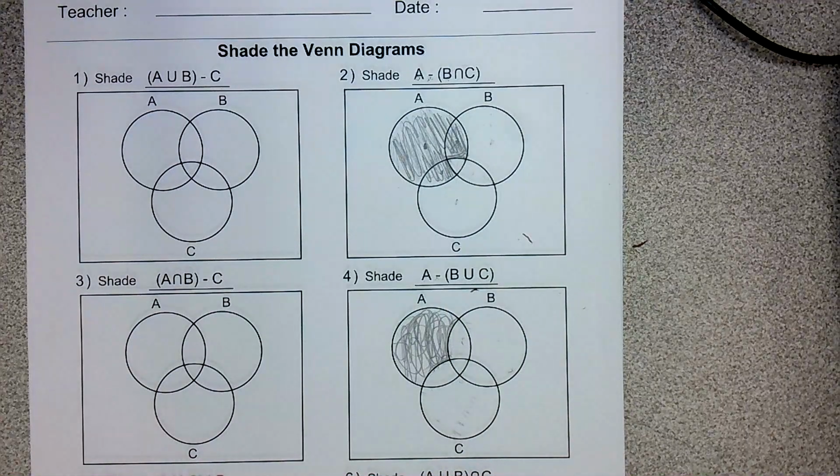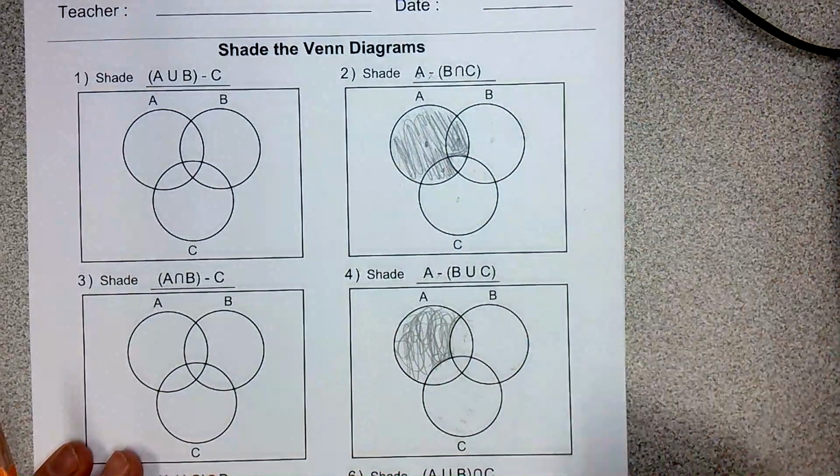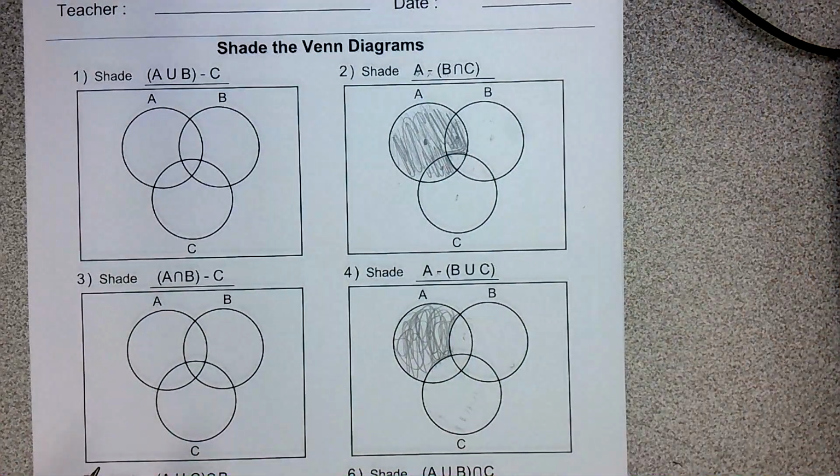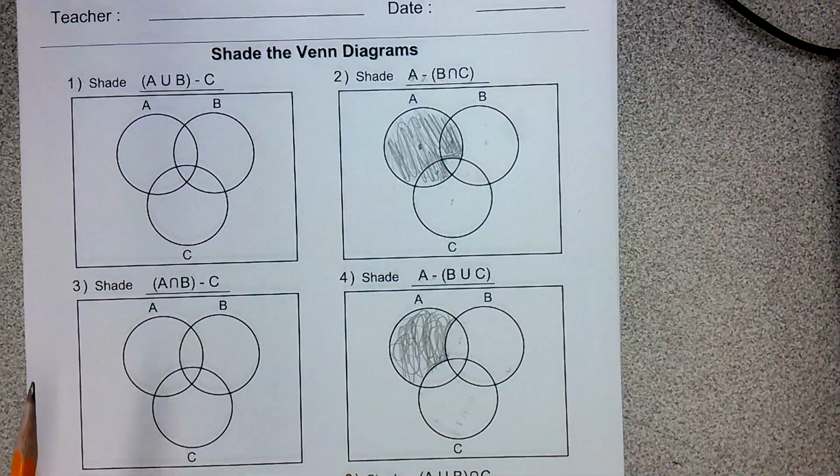Hopefully that helped. I know it's a bit confusing. I know it's a lot to take in, but hopefully that helped a little bit on trying to figure out where to shade and where to erase. And those are the two solutions.